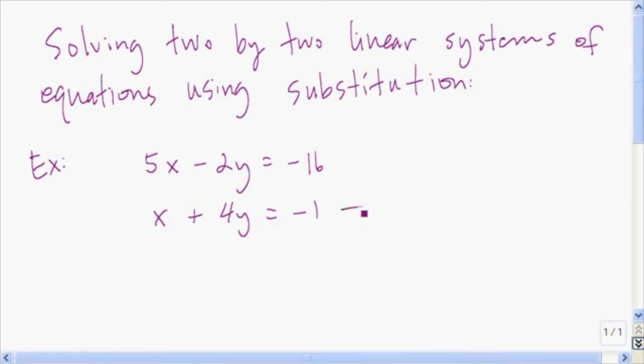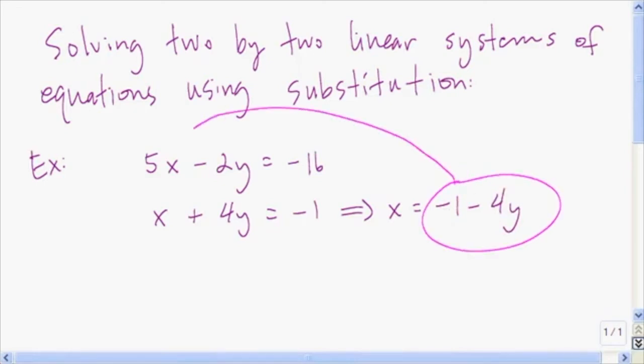So here we have that. We'll subtract 4y from both sides. So x will equal -1 minus 4y. Then what we do is we take that x value and we substitute it in for the x in the other equation. So we have 5 times the x, -1 minus 4y, minus 2y equals -16.